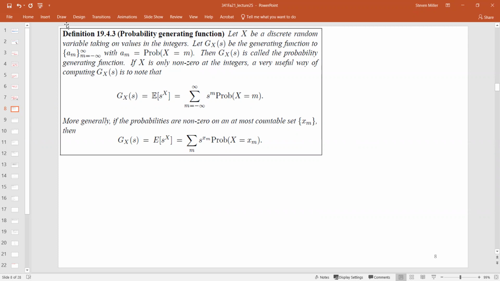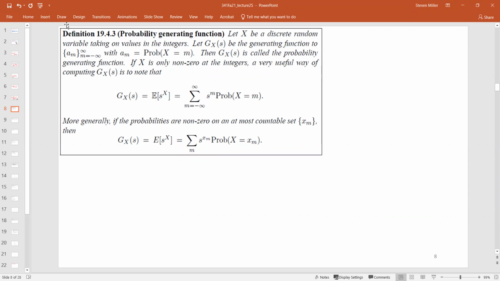If X is only non-zero at the integers, a very useful way of writing the generating function is to note that the generating function of X is just the expected value of s to the X, where X is our random variable. What does that mean? Well, X ranges over the integers, so it will be the sum of s to the m times the probability that X equals m. This is how we calculate expected values. So the generating function is really just the expected value of s raised to the random variable.